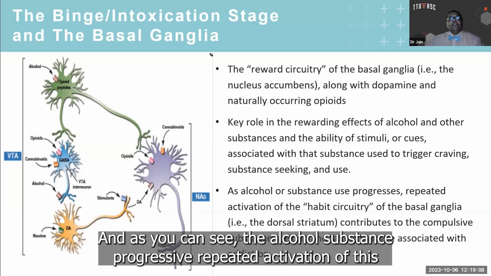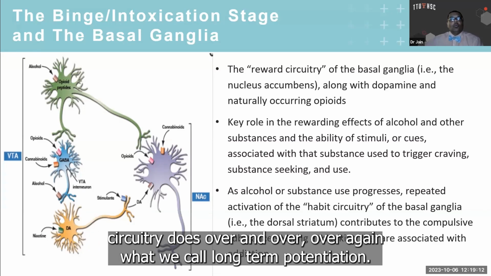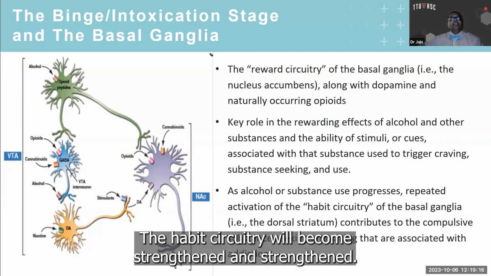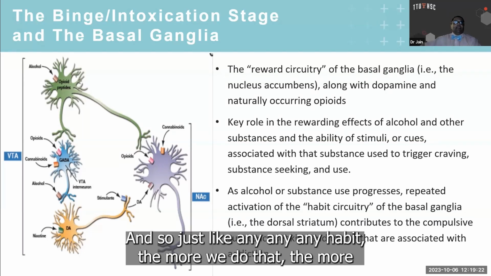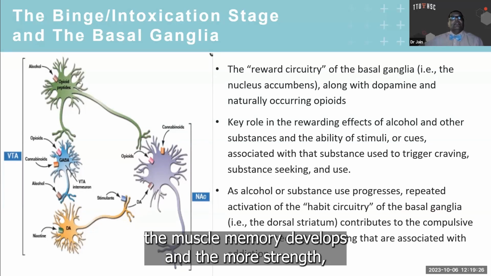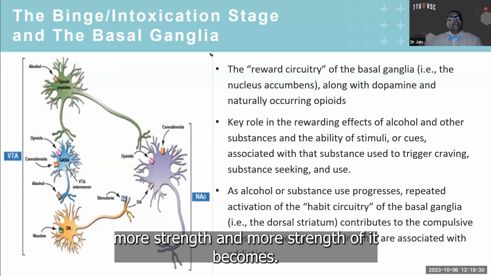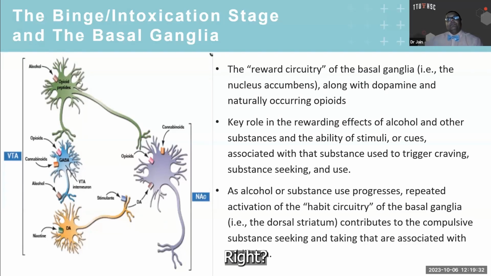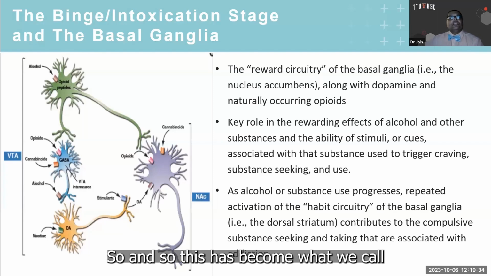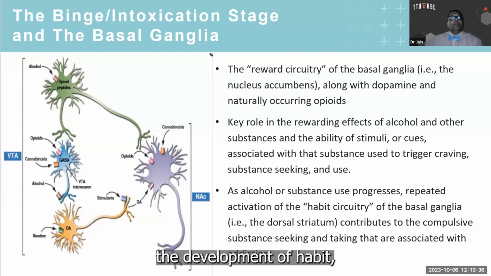Right? And as you can see, with alcohol or substance use, if this circuitry is activated over and over again, what we call long-term potentiation, the habit circuitry will become strengthened and strengthened. And so just like any habit, the more we do that, the more the muscle memory develops and the stronger it becomes, right? So this is what we call the development of habit.